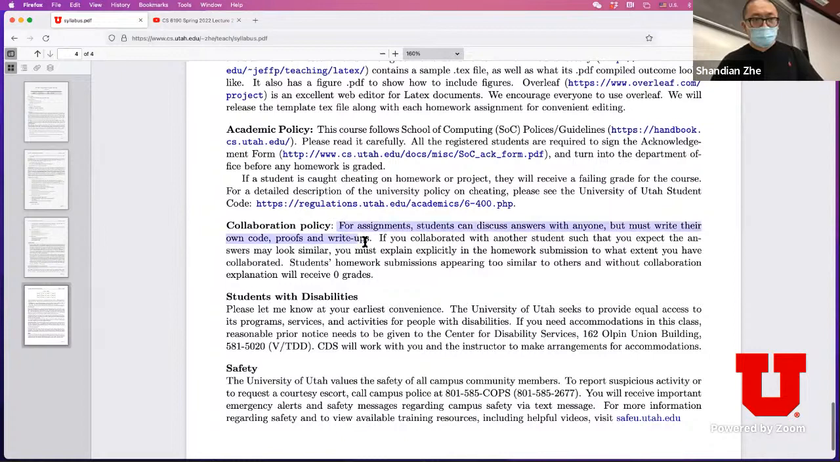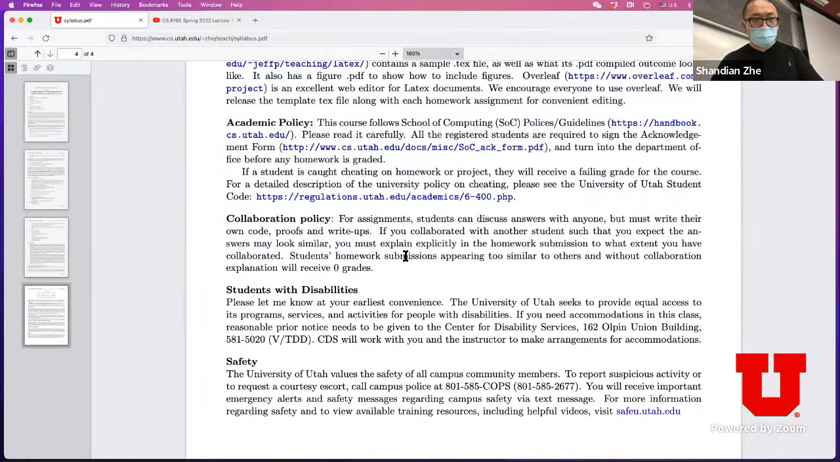This is pretty much the things I just said. If you feel your assignment will inevitably overlap with other guys, you have to state that in front of your homework assignment, saying that, okay, I talked to him, we reached an agreement on how to solve that problem, we have the same ideas, and so on. Otherwise, if your writing is the same as the other guys, it's really hard for us to deal with that.